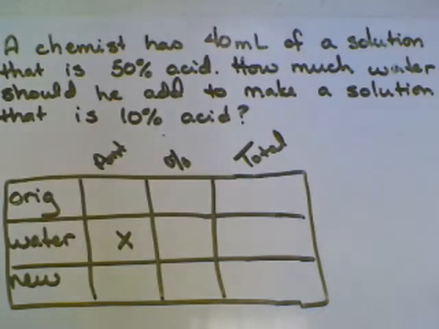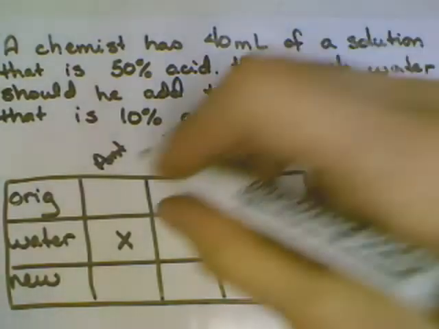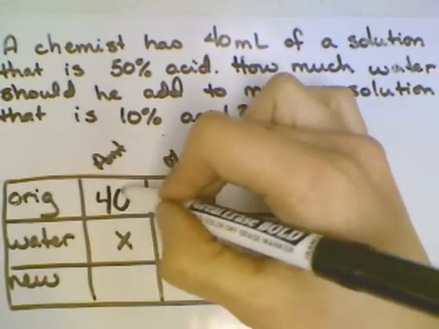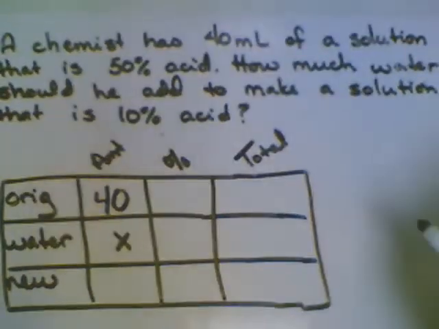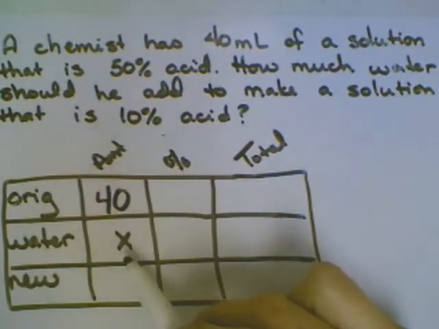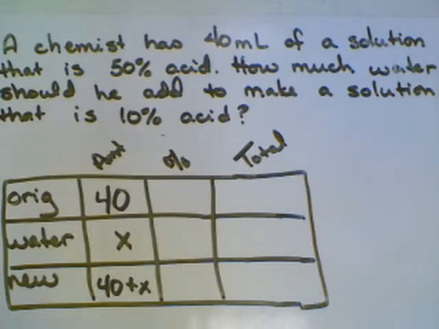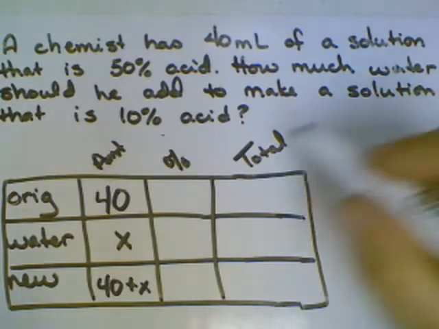This is number 2 on page 323. A chemist has 40 milliliters of a solution that is 50% acid. How much water should he add to make a solution that is 10% acid? Let's fill in the table. The original amount of acid or solution that he has is 40 milliliters. He's going to add water to it to create a new solution. That means the new solution will have 40 from the original plus how much we add of the water.